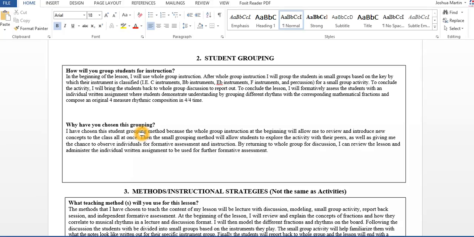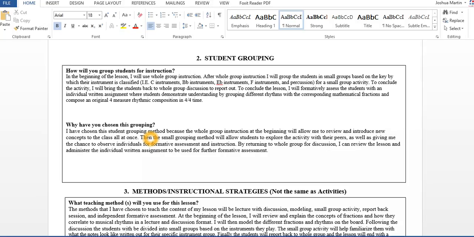The discussion format in whole group will be used for the students to ask questions, for me to quiz the students, and also for me to get a bit of a formative assessment as to where they stand currently with this understanding. I've chosen the small group function because we'll be using a small group activity where the students are grouped by instrumentation.